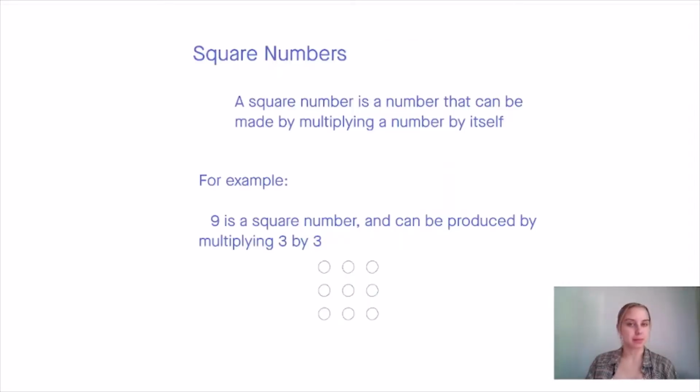We'll start with square numbers. As the name suggests, they are numbers which have been squared, and what that means is it's another number that's been multiplied by itself. So the phrasing can be a little strange, but it makes more sense if we look at an example.